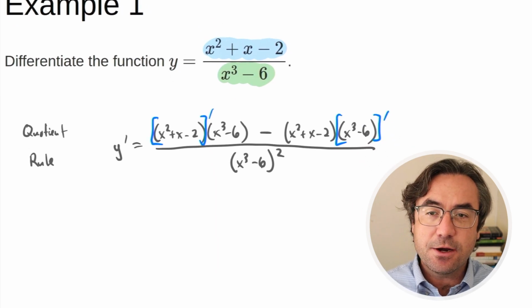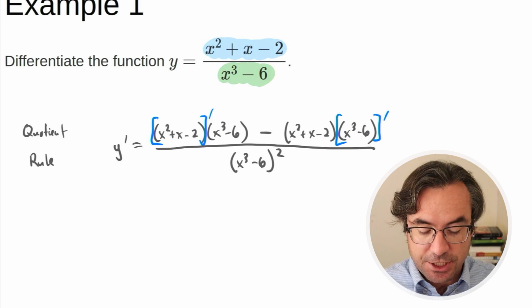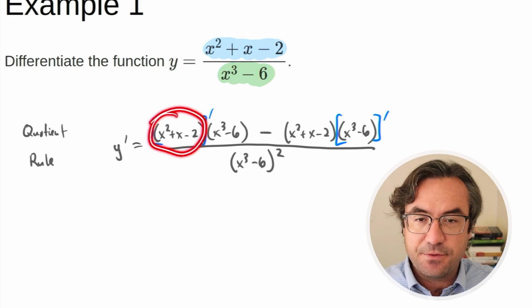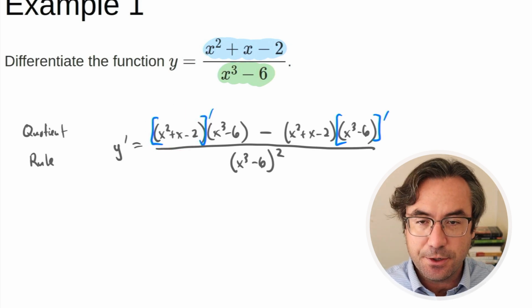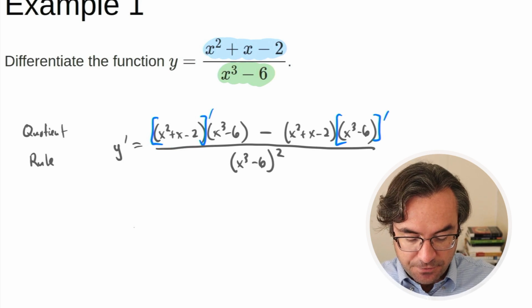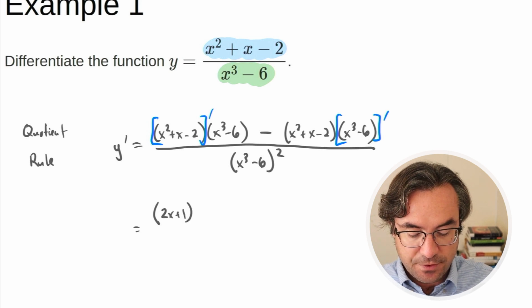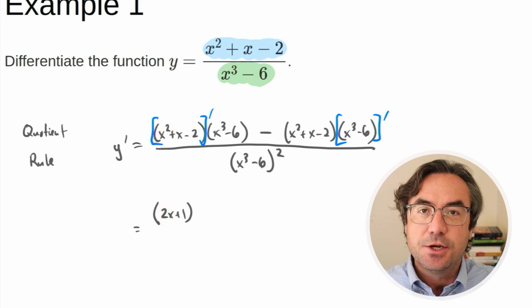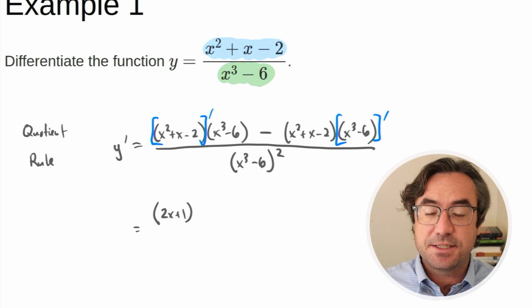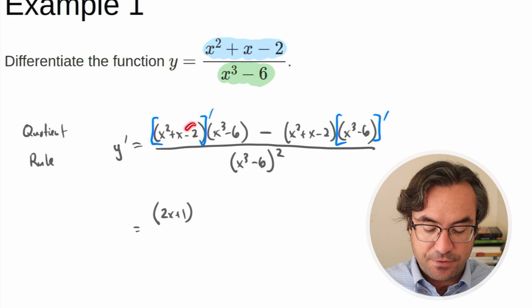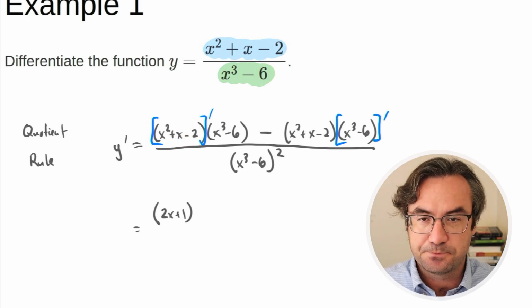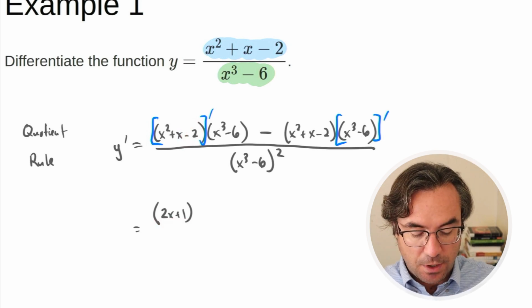And from here, we just want to finish differentiating. Now this derivative is something we can just do. It's a polynomial. So when we differentiate that, we get 2x plus 1. So derivative of x squared is 2x. Derivative of x is just 1. And then the derivative of minus 2 is 0. So we end up with just 2x plus 1.